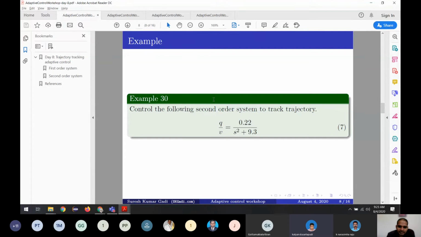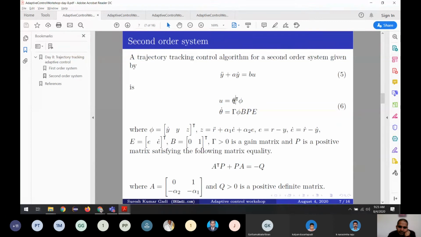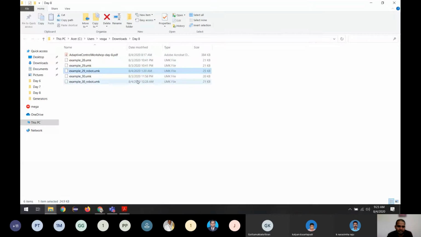Okay. So let us see position control. We already saw this model in our previous classes. So we try to control the position of this model. We can see this is a second order system, right? So for this, we come up with the theta and phi. So let us find phi first. Let me open the example. So the example is here.